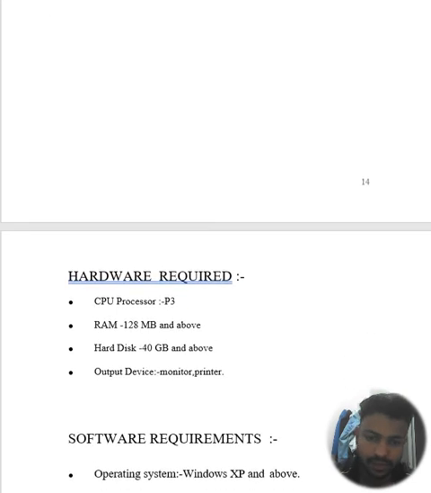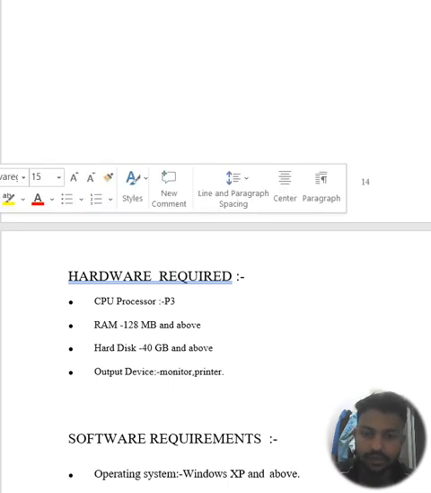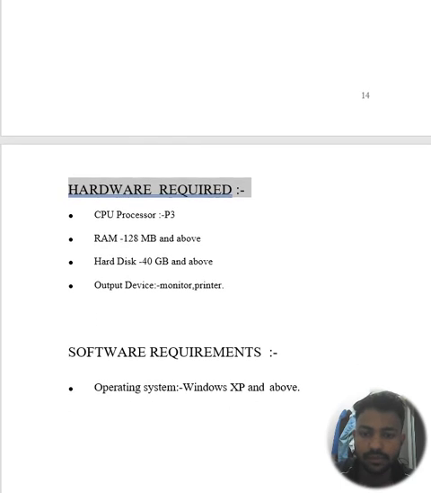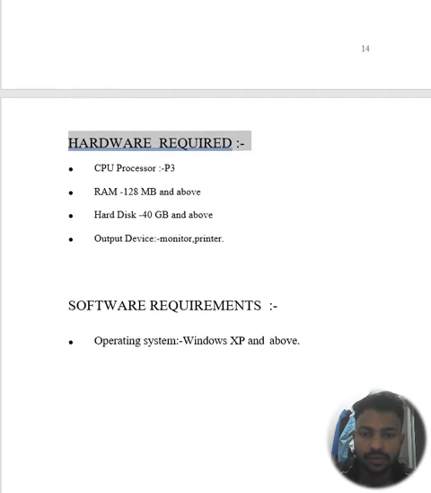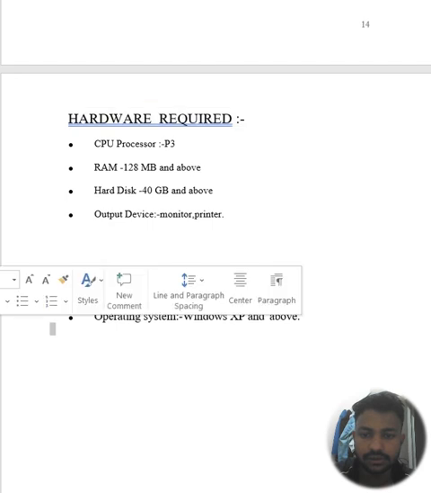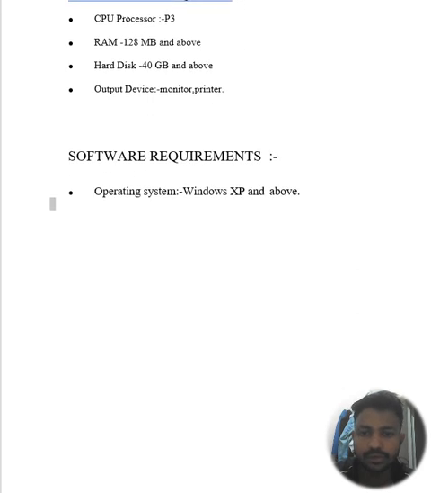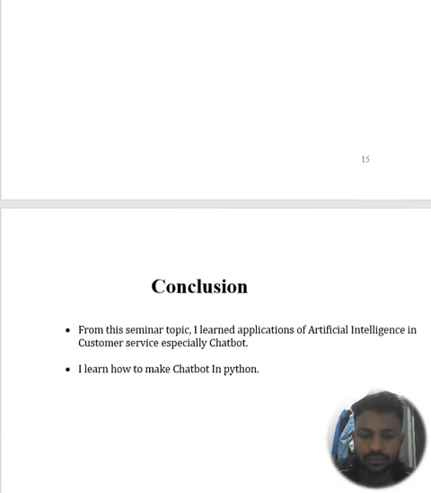So the hardware required are CPU processor V3, RAM is 128 MB and above, hard disk up to 40 GB and above. Output devices are monitors, printers. And software requirements are operating system, Windows XP and above.